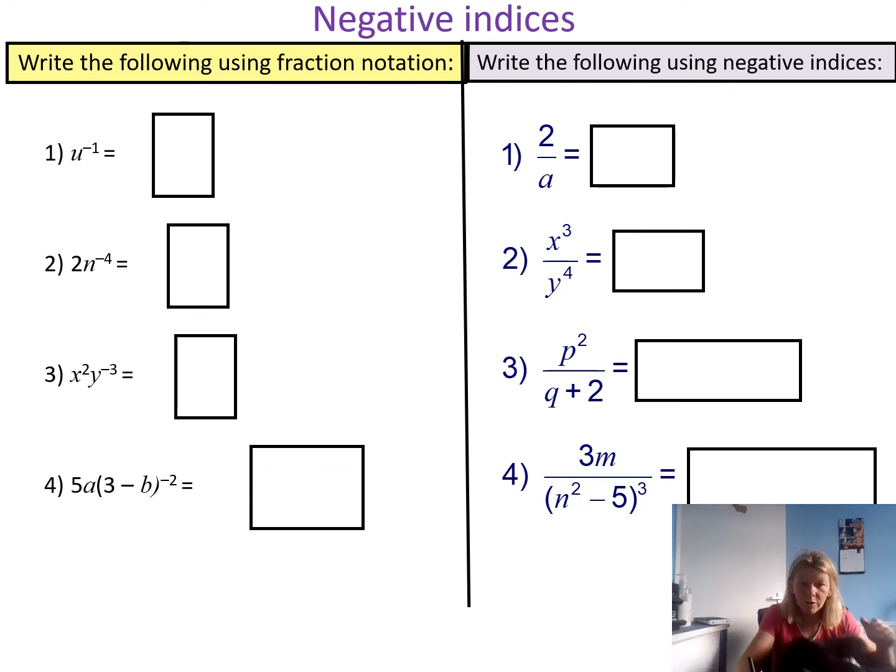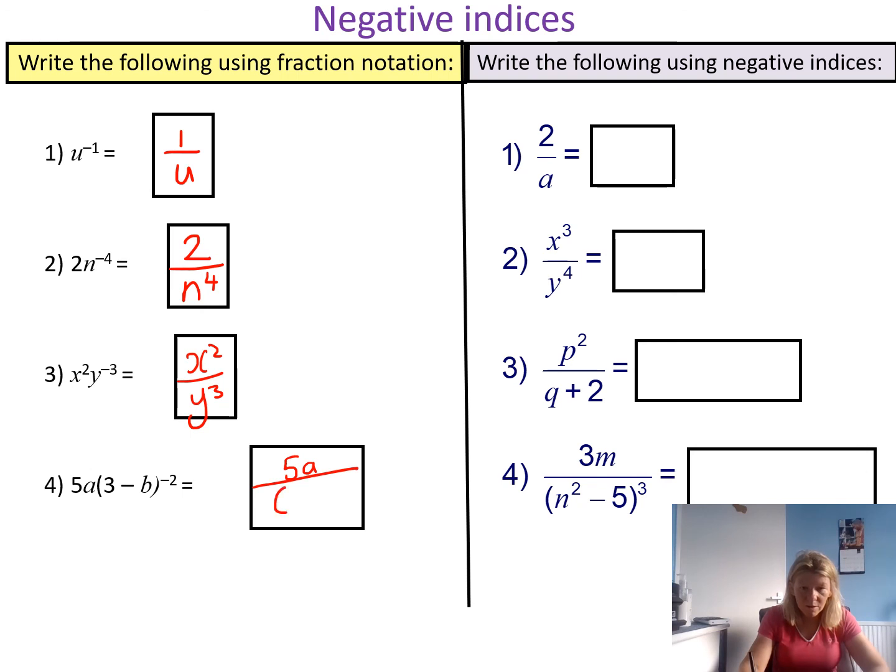Right, 1 over u. This one, 2 doesn't drop to the bottom because it's not to the power of negative. It stays on the top and you've got n to the 4. This one, x squared still on the top, but that's a negative power, so it's written like that. And this one, 5a on the top over 3 minus b all squared.